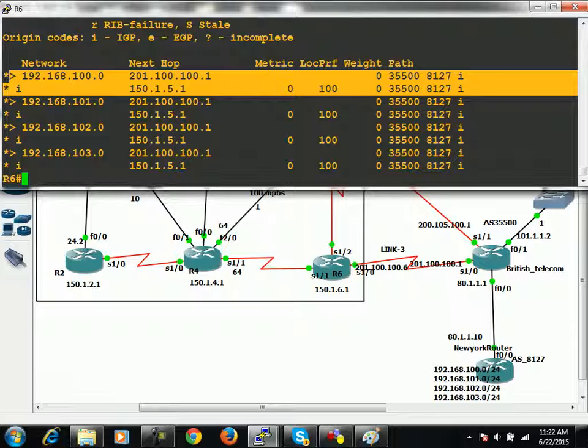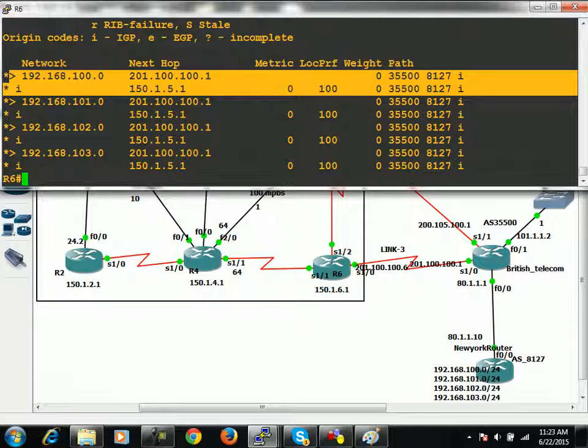Remember that if local preference is blank, then BGP also considers it as 100. Actually it considers it as 100 if it is blank, if it is not mentioned. So by default it will consider it as 100, and now via both neighbors it will be 100. So it will be the same.